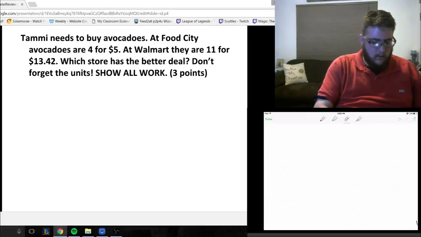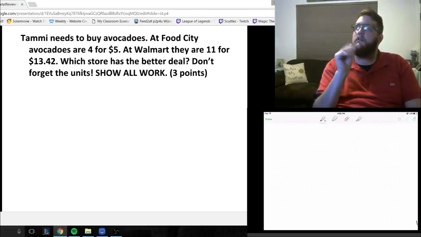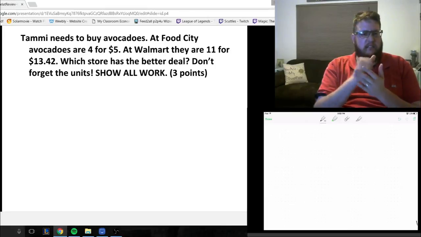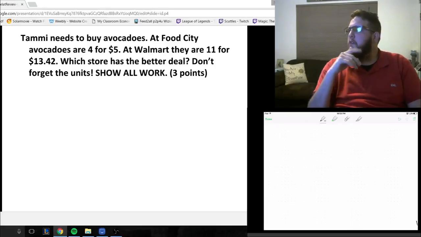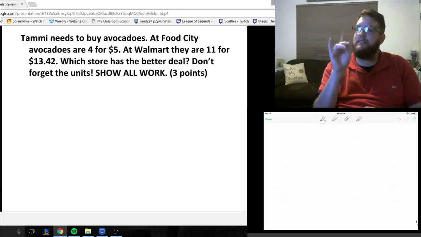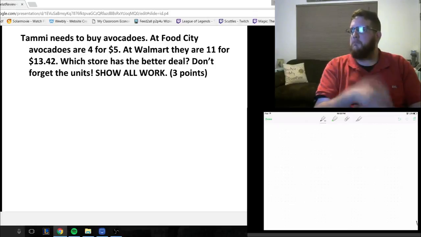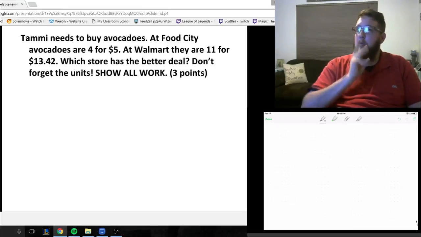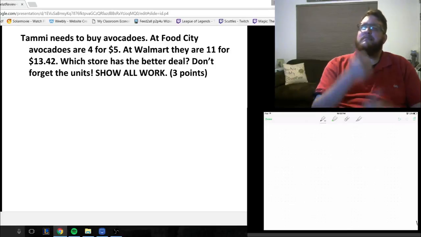Alright, so in our next example, Tammy needs to buy avocados. And it looks like there are two sales going on. At Food City, avocados are 4 for $5. So, Food City will sell you 4 avocados for $5. And at Walmart, they're selling avocados 11 for $13.42. So Walmart will sell you 11 avocados for $13.42. Which store has the better deal?